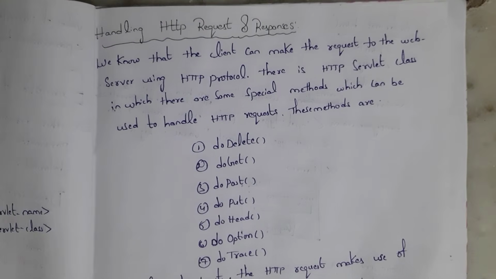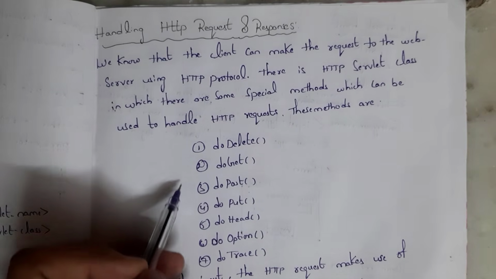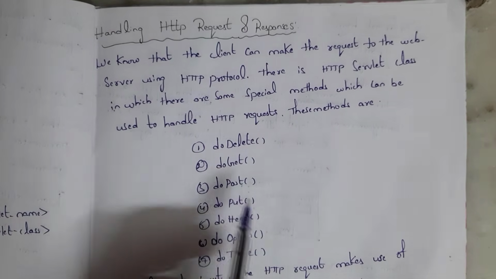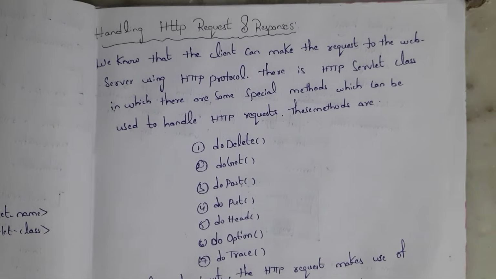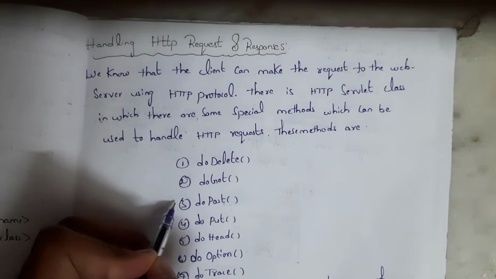In order to handle HTTP request and response, these are the methods that we use. First one is the doDelete method, doGet, doPost, doPut. All these are the methods that are used to handle HTTP request and response. Among all these methods, doGet and doPost are commonly used.